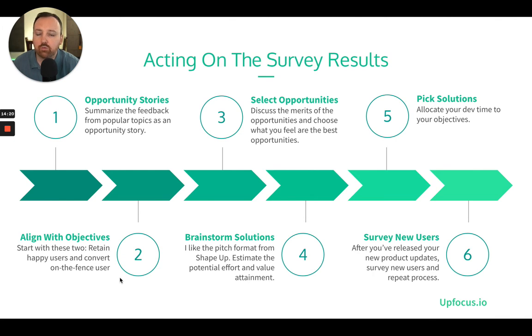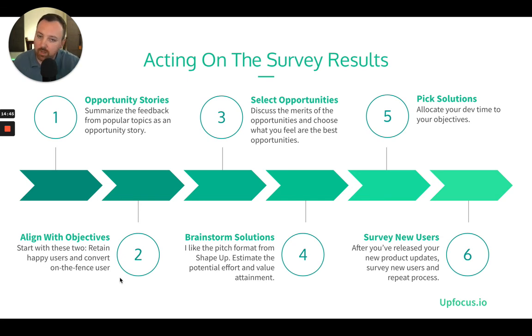From there, you can kind of do a quick discussion over the merits of those opportunities and then choose which one you feel is the best. Sometimes one will stick out more obviously than the next. Then you can brainstorm some solutions for those. I like the pitch format that's from ShapeUp. It makes it really easy to be able to just describe solutions at a high level, almost bullet point form. And then you can estimate their potential value and effort. And then you can compare them.